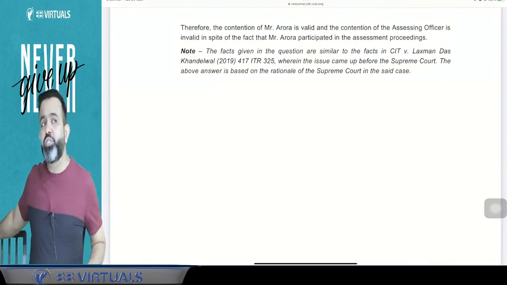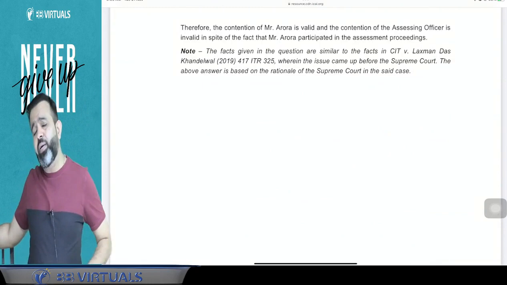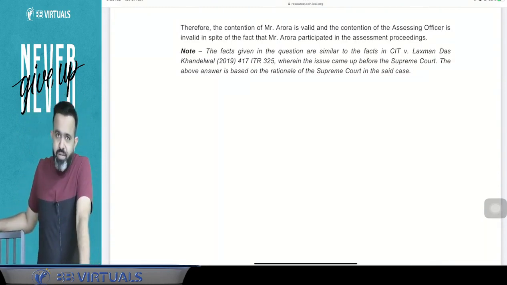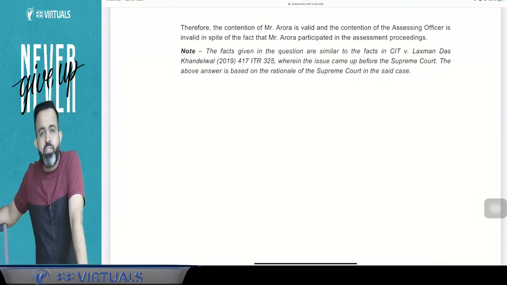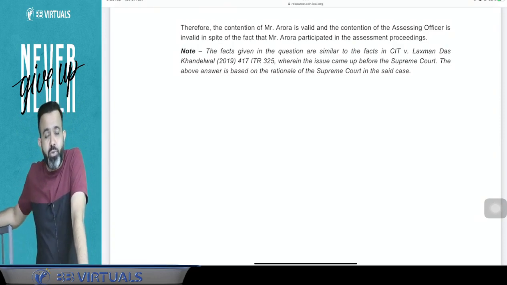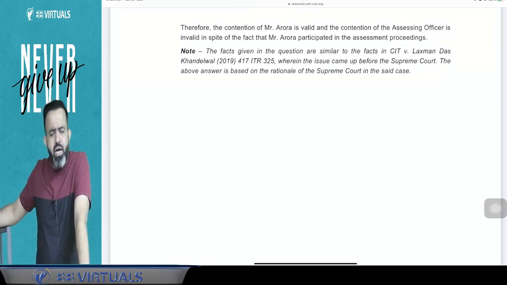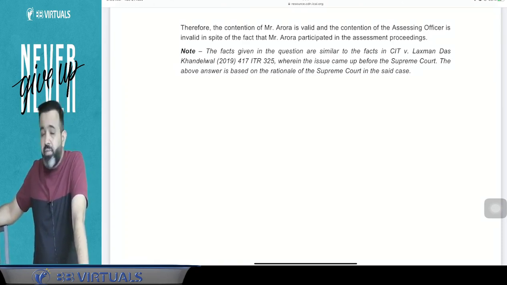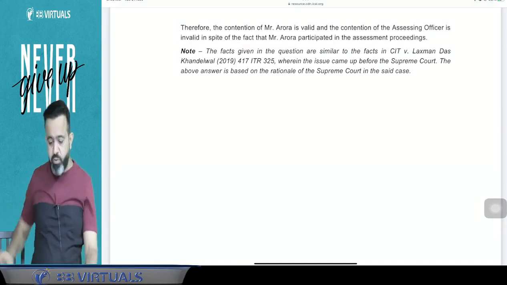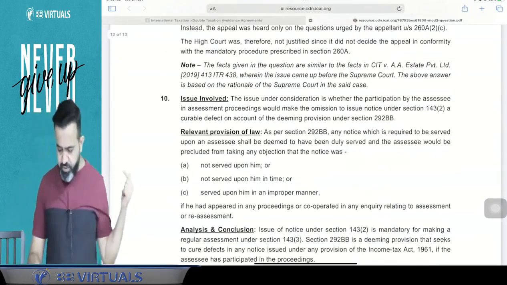In that case law, it is mentioned that suppose the department has not issued the notice at all under section 143(2), that is scrutiny assessment. Can the department save themselves due to section 292BB? The answer is no. Notice is mandatory, they have to serve the notice on the assessee, otherwise the assessment will be invalid. So this was one case law from the assessment procedure.